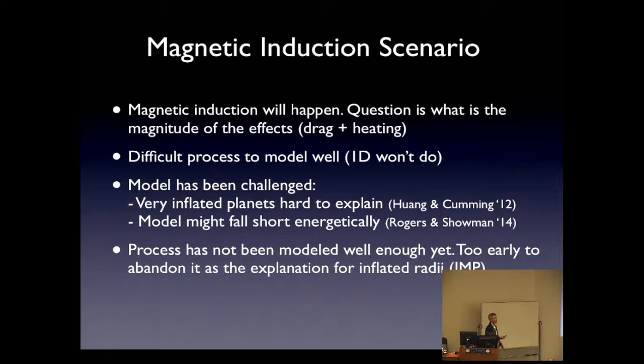But there is clearly room for improvement. So the model has been challenged. It's certainly true that there are very inflated planets, like some of the plots I showed you, 1.6 Jupiter radii. It seems really hard to do that with that process. So there might be something else going on. It's certainly a possibility. And some people have claimed that the model falls short energetically, in the sense that it will heat up the planet, but not enough to explain the radii. So it's still debated as a process.